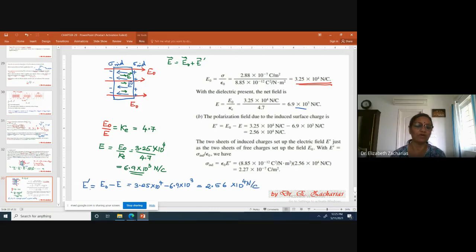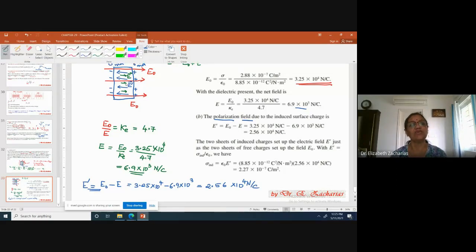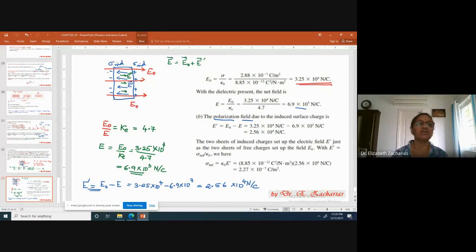So you can find out what is the polarization field. This field is called the polarization field because it is due to polarization. Okay. Now, the next part of the question is, can you say how much was the charge induced on the two surfaces? Can you find out what is the charge induced on the two surfaces?